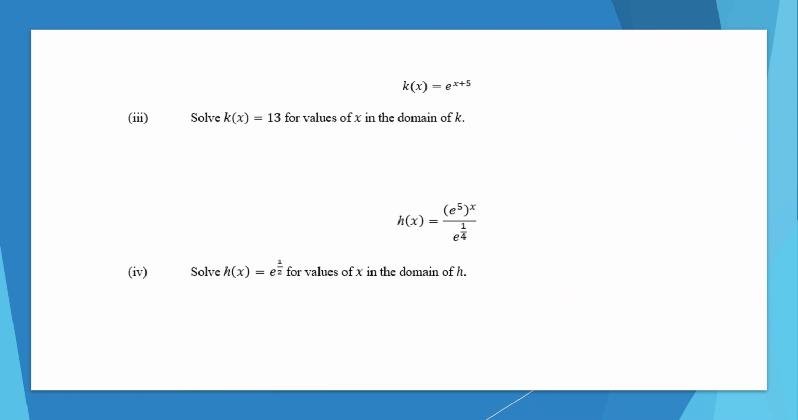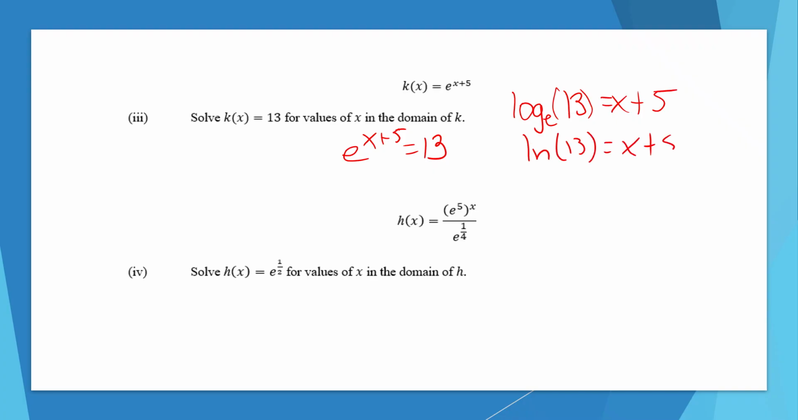For part 3, solve the equation e to the power of x plus 5 equals 13. So I'm going to convert this from exponential to logarithmic. So this is going to be log base e of 13 equals x plus 5. I'm going to rewrite this as ln 13 equals x plus 5, and then subtract 5. So ln 13 minus 5 equals x, and that should be our answer.